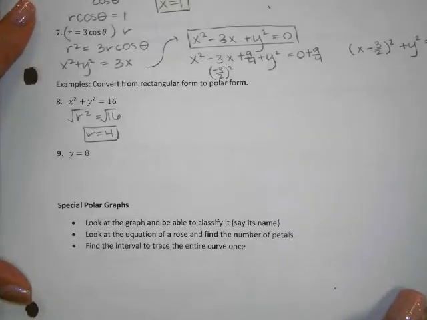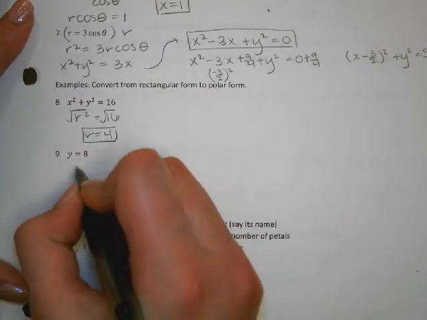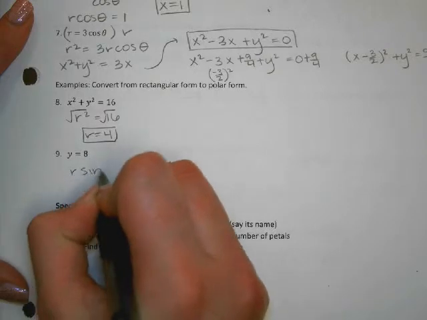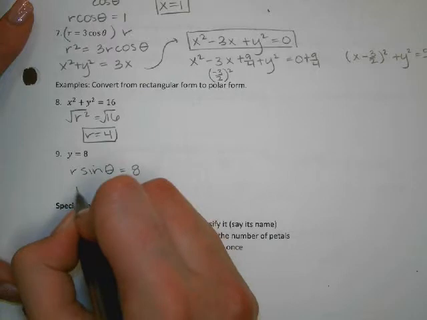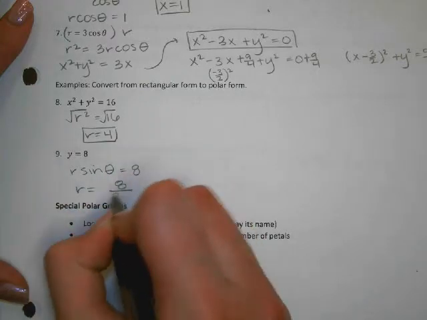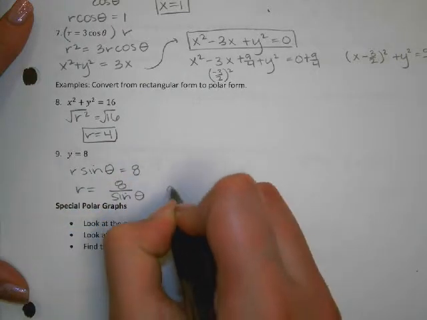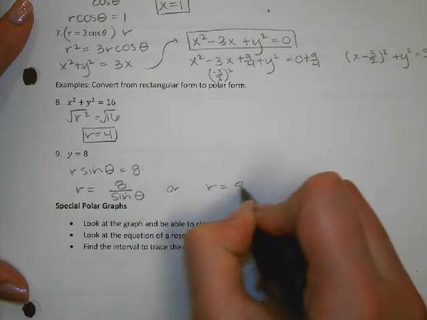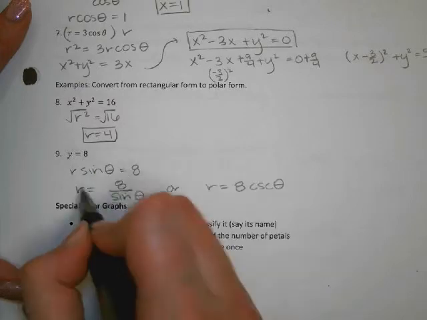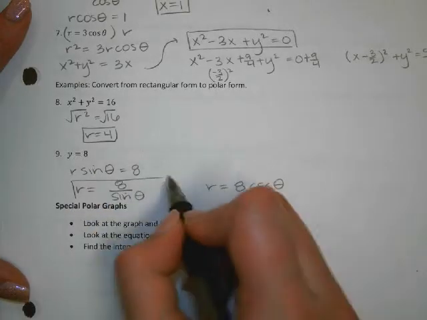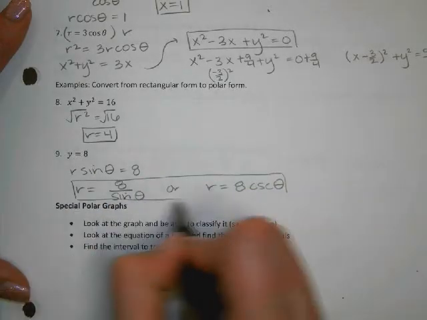Over here we have y equals 8, so I'm going to replace the y with r sine theta. And then again, I'm going to isolate the r, so r equals 8 over sine theta. Or you could say r equals 8 cosecant theta. Two different ways, just thinking about what we know about trig identities. So both of those are good.